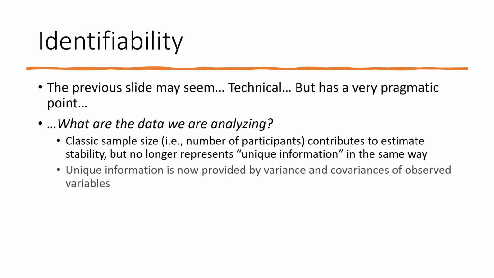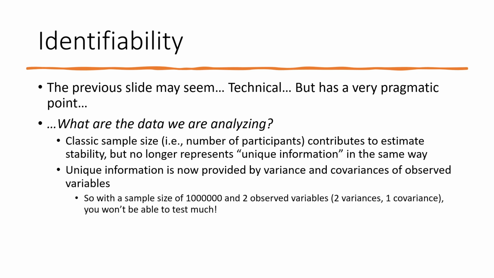So here, the unique information, kind of the quote unquote sample size, it's not. We still have our old sample size. We still have to collect lots of participants. But the unique information is now based upon the number of variances and covariances of our observed variables.